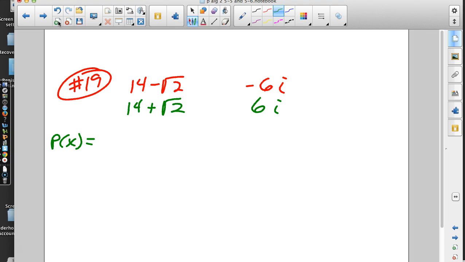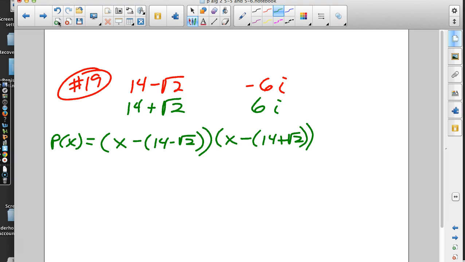Because if these are our zeros, it's going to be x minus 14 minus the square root of 2, and x minus 14 plus the square root of 2. Like I said, it looks scary, but it's not. And then the one that used to look scary to us doesn't look any problem at all anymore. x plus 6i and x minus 6i. Remember before I said go after the ones that look the worst to you first? Put them out of the way? Yeah, let's do that.